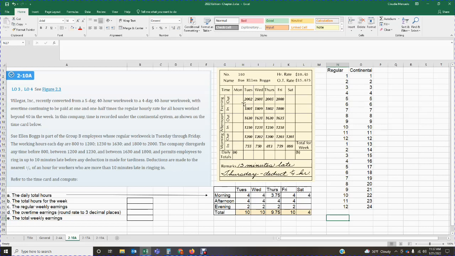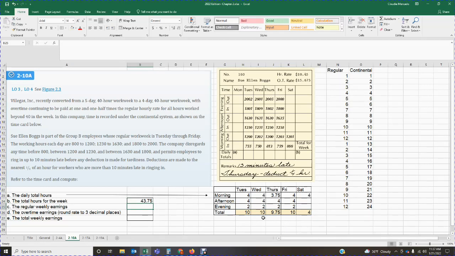So no other major adjustment is needed, with the exception of that time that Sue arrived 13 minutes late and was penalized 0.25. Okay. Now that we have these numbers, I can get the total hours for the week. So I'm going to add all of these amounts. Okay. And that gives me 43.75 hours. That is how many hours Sue worked for that specific week.